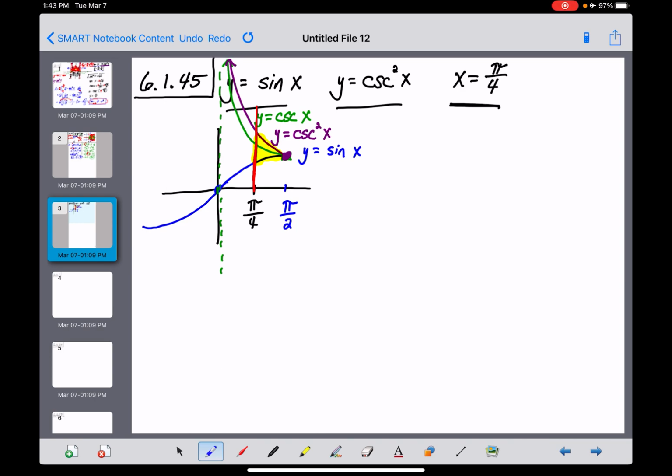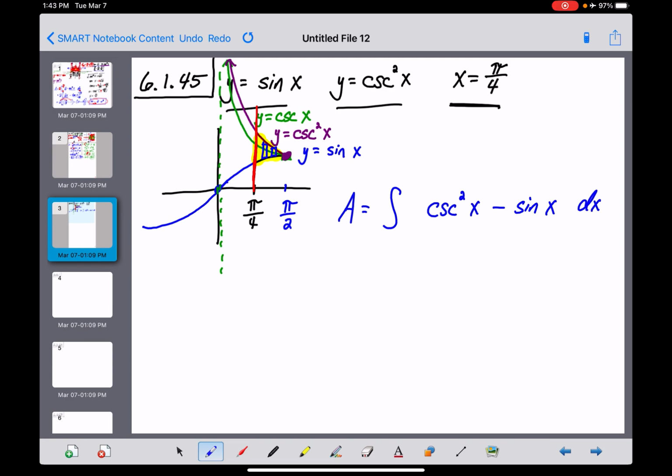Okay, this is going to be a dx problem, guys, because no matter what rectangle we draw here, it's going to be bordered by cosecant squared on top, sine on the bottom. So area is going to be a definite integral here. I'll do the limits in a second, of the top function, which is cosecant squared of x, minus the bottom function, which is sine of x, all taken with respect to x.